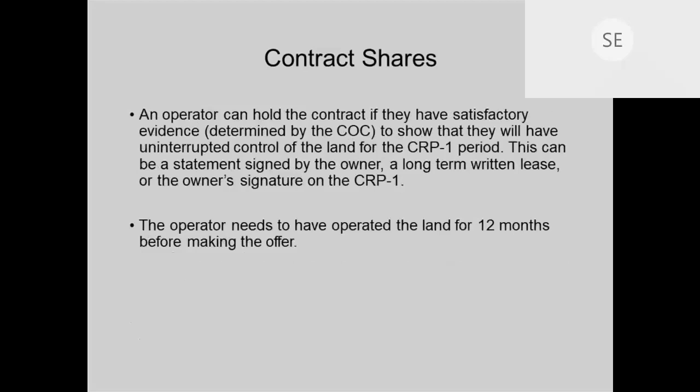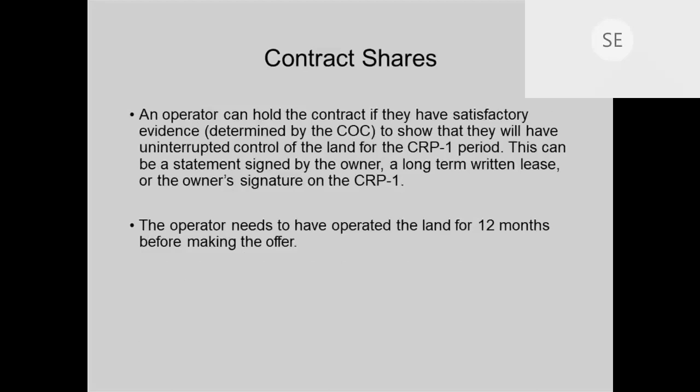So kind of the same thing, basically. The operator can hold the contract if they have satisfactory evidence, and that's determined by the county committee, to show that they will have uninterrupted control of the land for the CRP-1 period. This can be anything from a statement signed by the producer. It can be a long-term written lease, or actually sometimes it's as simple as the owner signing the CRP-1, and when I say CRP-1, that's the contract itself, because it has the contract duration on there.